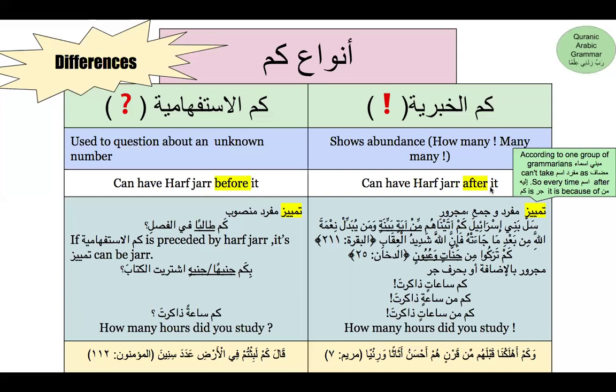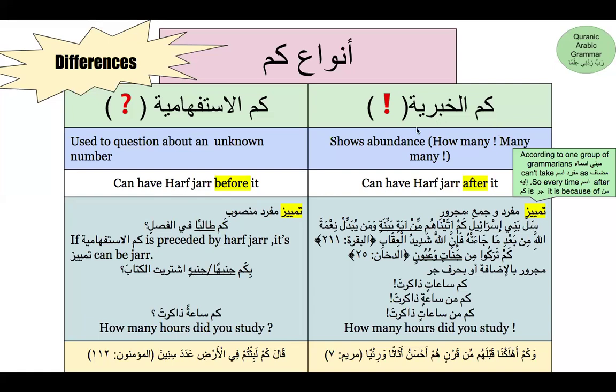Kam al-khabariyya can have a harf jar after it. In the Quran, you see min following kam al-khabariyya. So: kam ataynahum min ayatin bayyinah. Kam taraku min jannatin wa uyun. So kam mostly is going to be followed by a harf jar after it. Kam al-istifhamiyya can have a harf jar before it. If there is a harf jar before kam, the kam that you are going to think about is kam al-istifhamiyya. Your kam is going to be kam al-istifhamiyya if it is preceded by a harf jar.